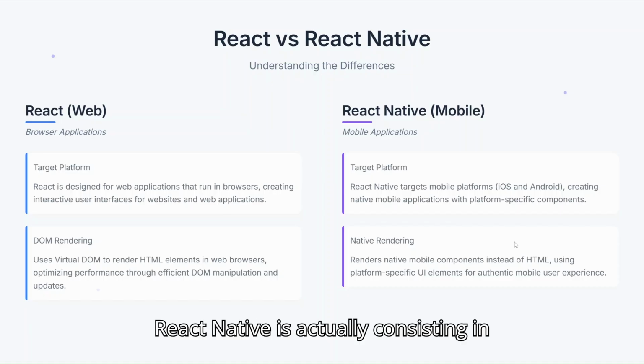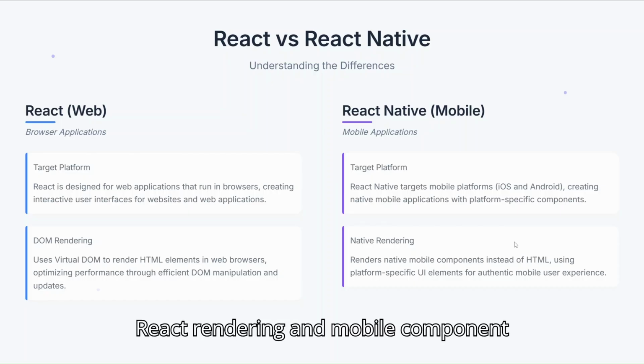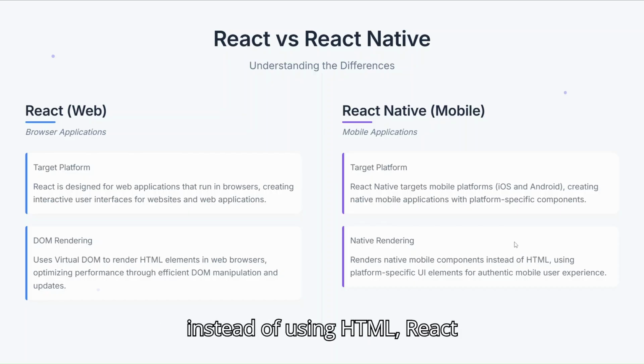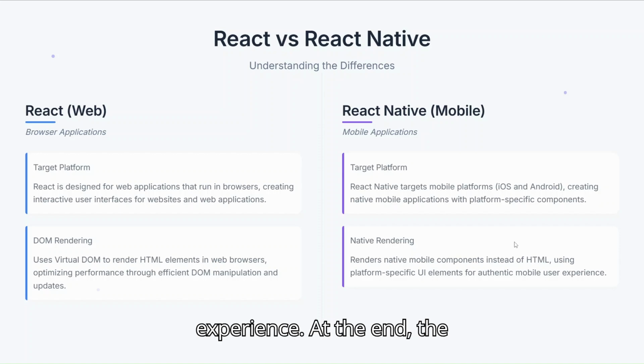React Native is actually for mobiles. React Native targets mobiles, iOS, Android, and basically creates platform specific components. React rendering and mobile components: instead of using HTML, React Native uses platform specific UI elements for an authentic mobile user experience.